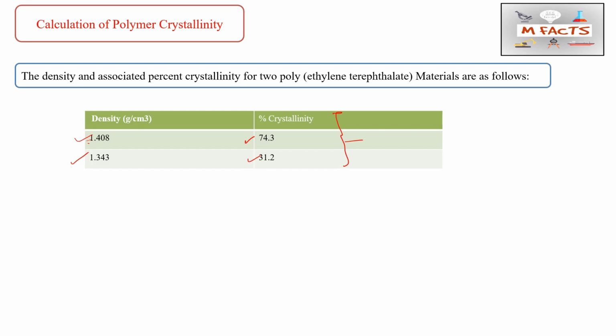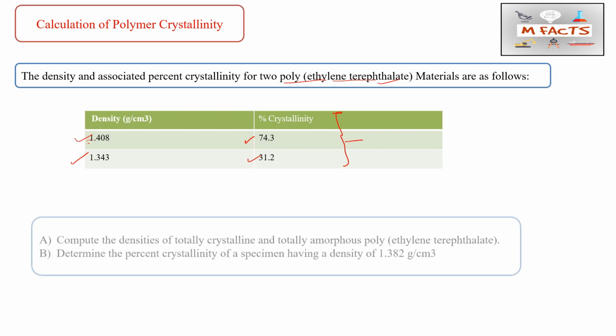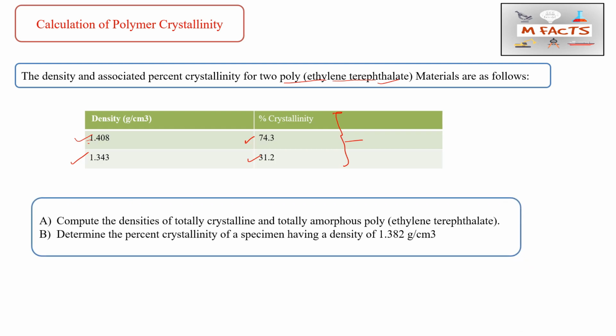They already said that the sample is polyethylene terephthalate. And the next thing they are asking is to compute the densities of totally crystalline and totally amorphous polymer. So they are asking about the calculation of the densities of totally crystalline, meaning rho C, because I already told you this rho C means density of crystalline material. And they are asking about the density rho A.